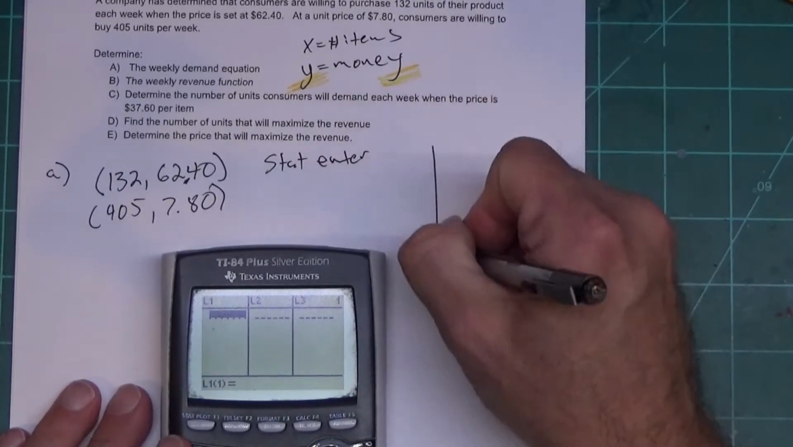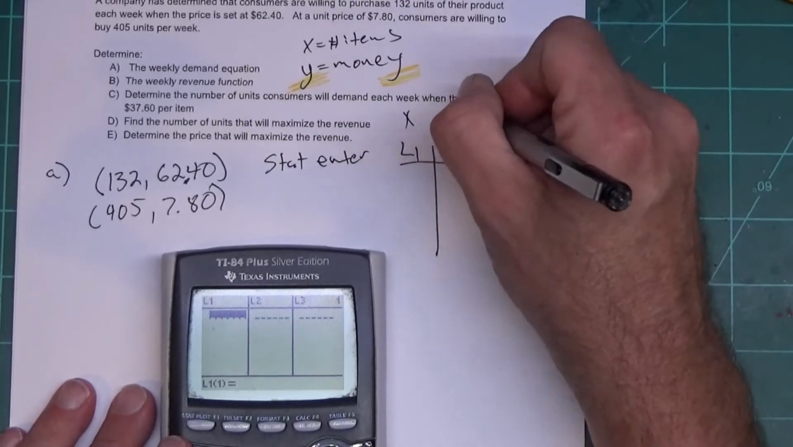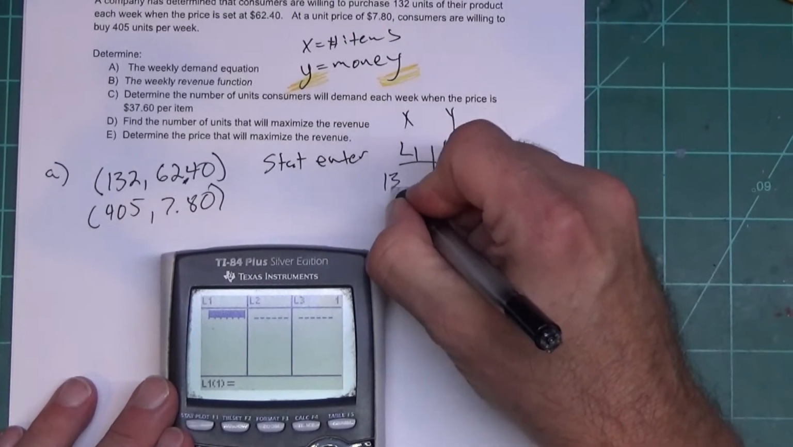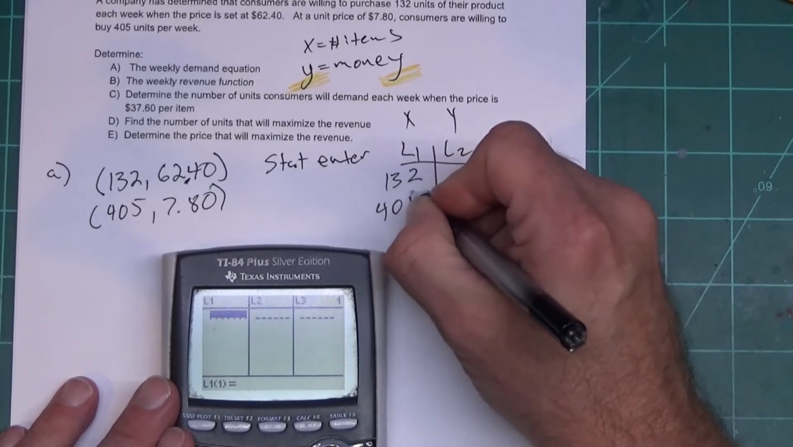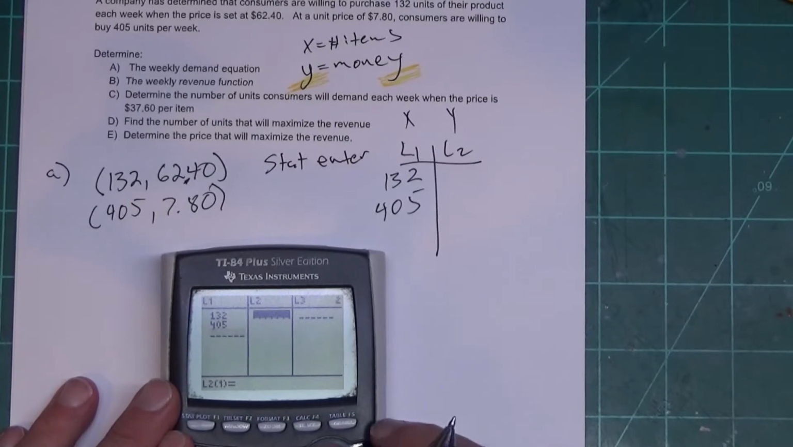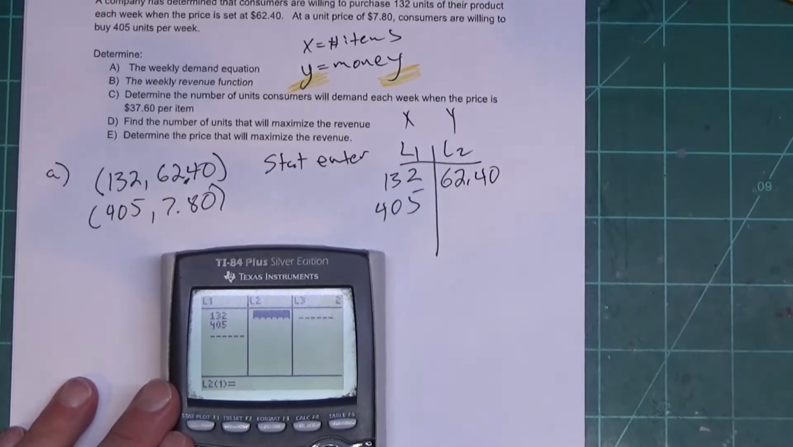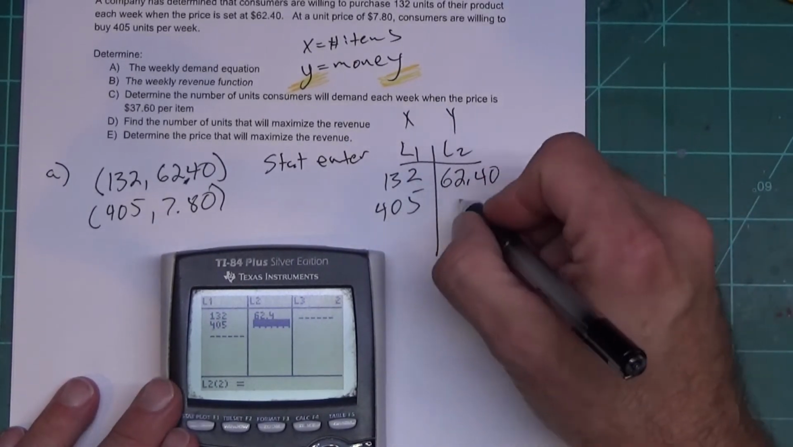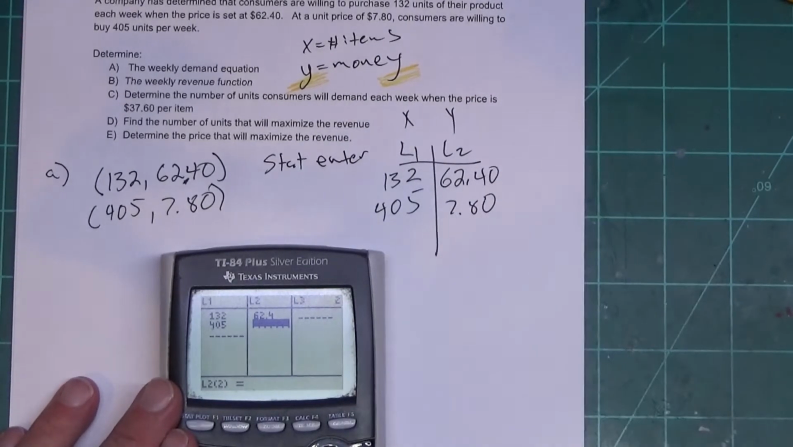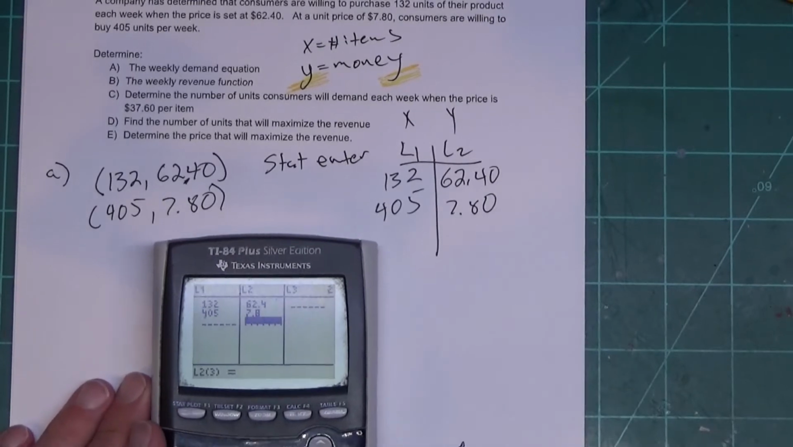Now what we're going to do in the L1 column, we're going to put our X values. In the L2 column, we're going to put our Y's. This will be 132 and this is 405. So 132, 405. Okay. Now over in the L2 column we're putting the Y's, so this is 62.40. And then this one is 7.80. So I put 7.8. Okay. Now I got my points in there.